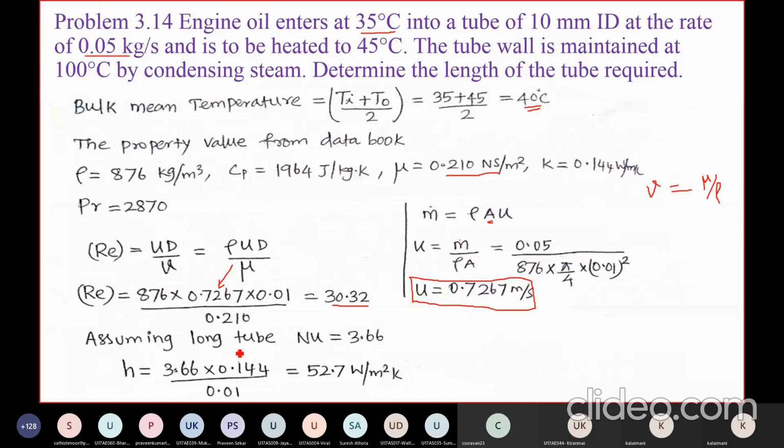So we assume the length is a long tube, because initially the length is unknown. We are assuming the length is a long tube, much greater than your internal diameter. So your Nusselt number formula gives 3.66. So once we take this formula from your data book, okay, what are the assumptions made here? It is a fully developed thermal boundary layer, and the flow is a laminar flow. Nusselt number is equal to 3.66.